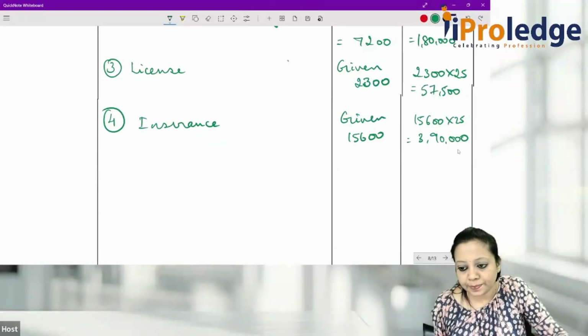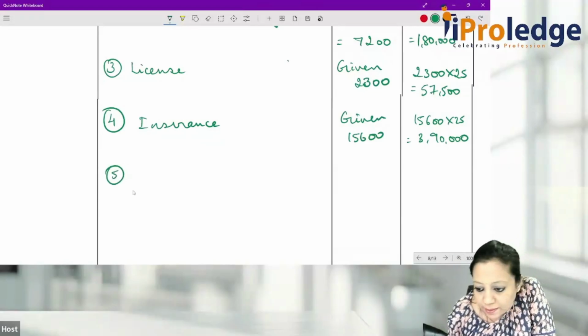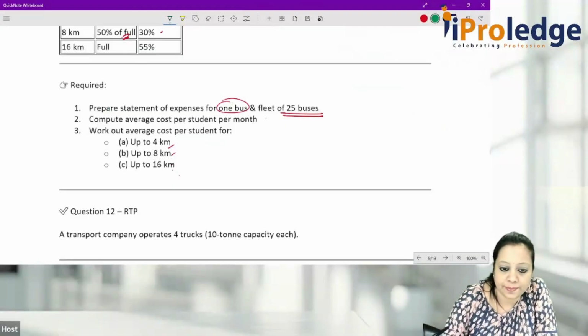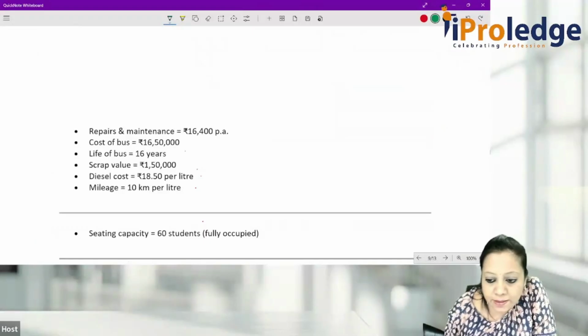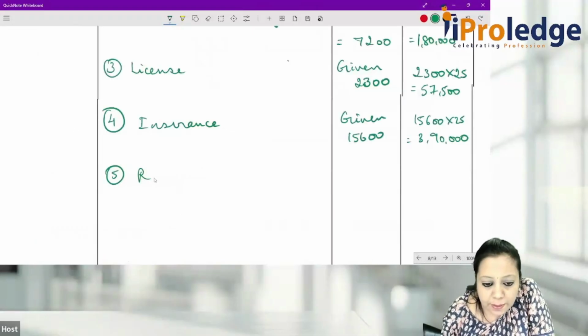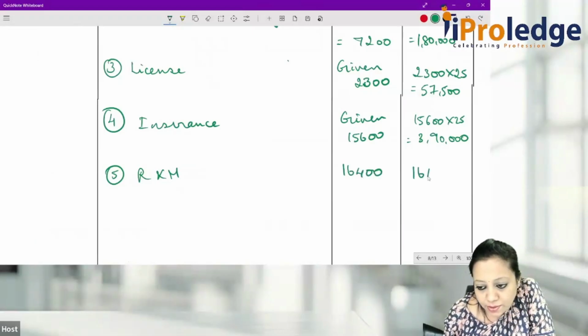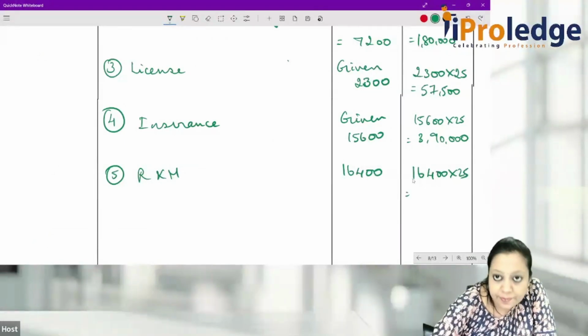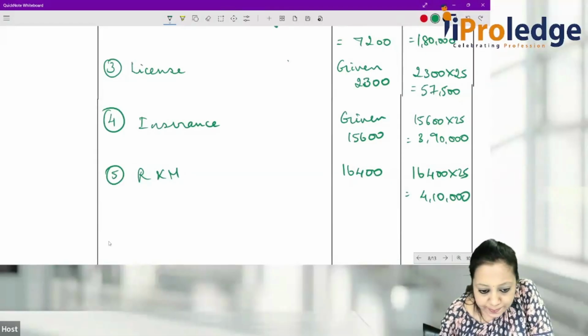Okay. Then next one, to the next page. Yes, repairs and maintenance. That is going to be 16,400. That is also given. So 16,400 into 25 is 4,10,000. Thank you, Mukul.